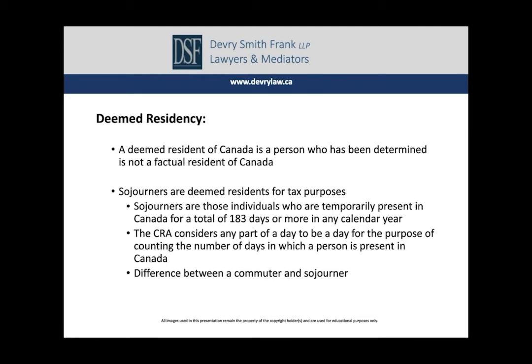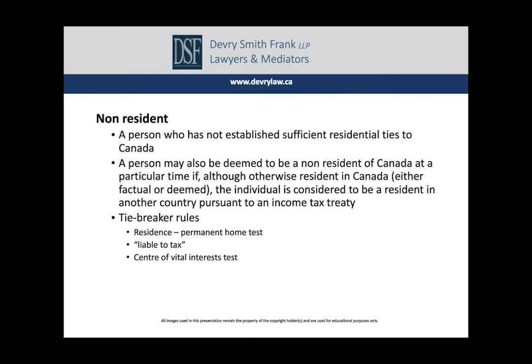Now, a sojourner is a person who probably many of you will find some of your workers will potentially fall into. So a sojourner is a person who will cross the border and can be temporarily present in Canada for a total of 183 days or more. This is important because a part of a day is considered a day for the purpose of counting the days to determine whether someone is a sojourner. If someone is a sojourner, they are in fact then considered a deemed resident for tax purposes. And then finally, a non-resident is a person who is not a sojourner or a factual resident.